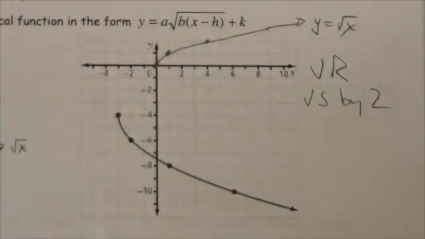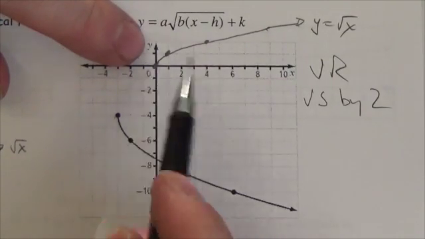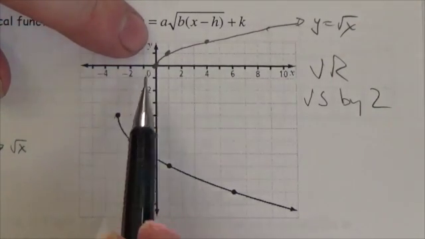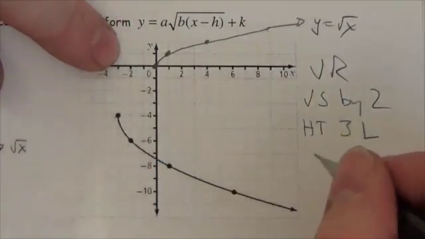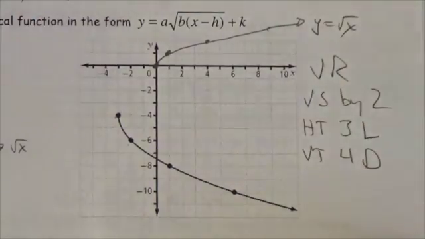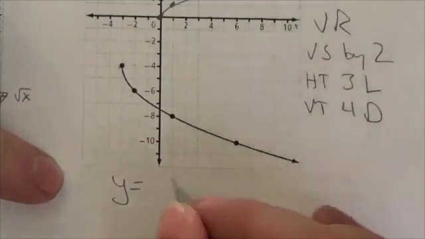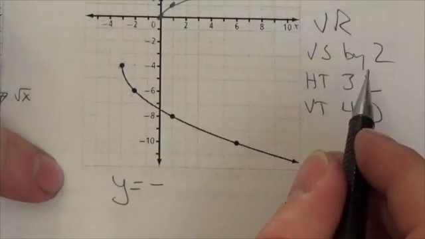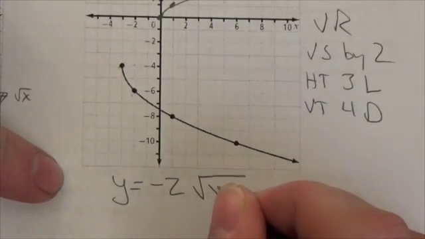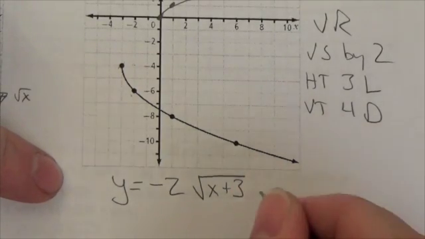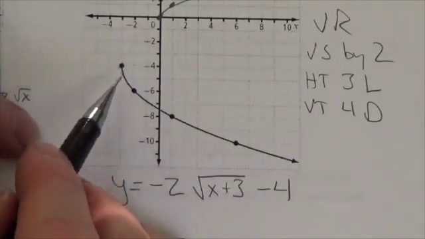So the rest of this has all got to be translation. These 2 will not affect the origin here, the point that goes to the origin. So now I just have to figure out how that point moved to get to here. And it went 3 left, so a horizontal translation 3 left, and then a vertical translation 4 down. So now I just have to put this into my equation. So y equals, well, okay, vertical reflection is negative. Vertical stretch by a factor of 2 is going to be negative 2 root. 3 to the left is going to be x plus 3, and then 4 down will be outside here minus 4. And that is the function for that particular graph.